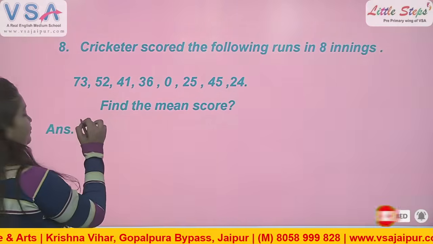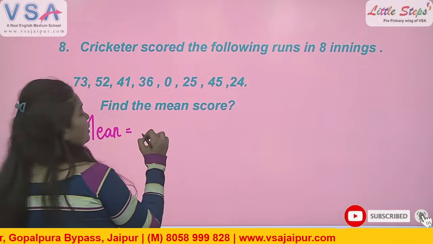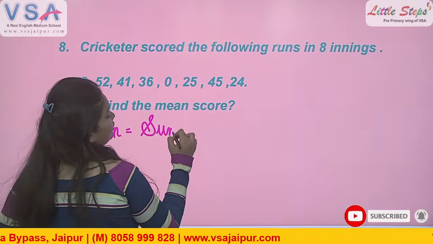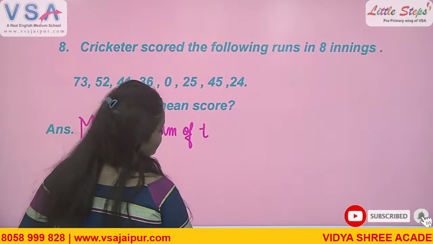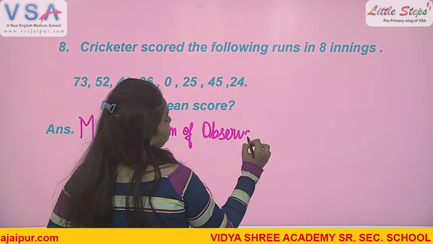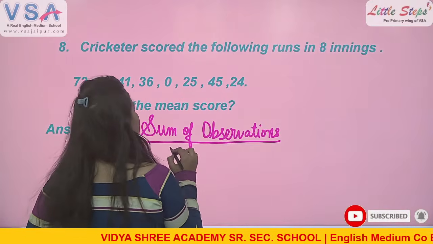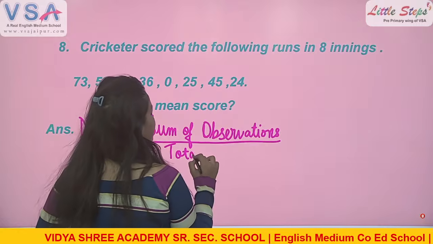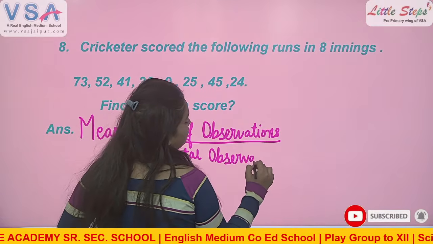Tell me the formula of mean. What is the formula of mean? Mean is equal to sum of observations, or sum of numbers you can write, upon total number of observations. We can also call observations numbers.